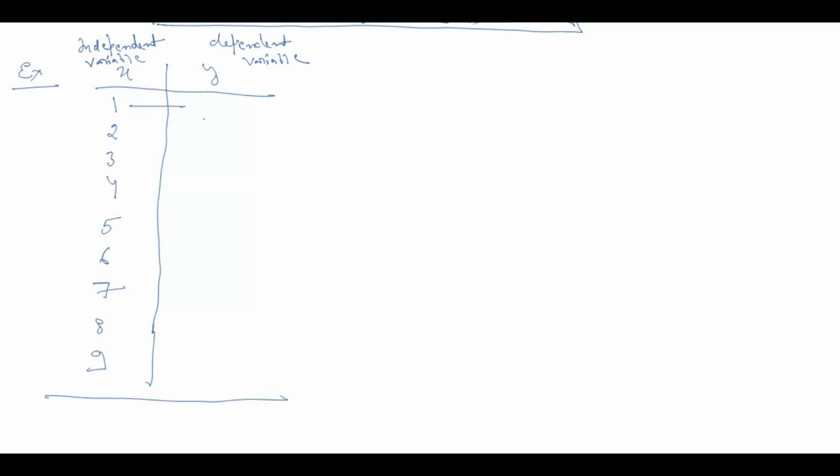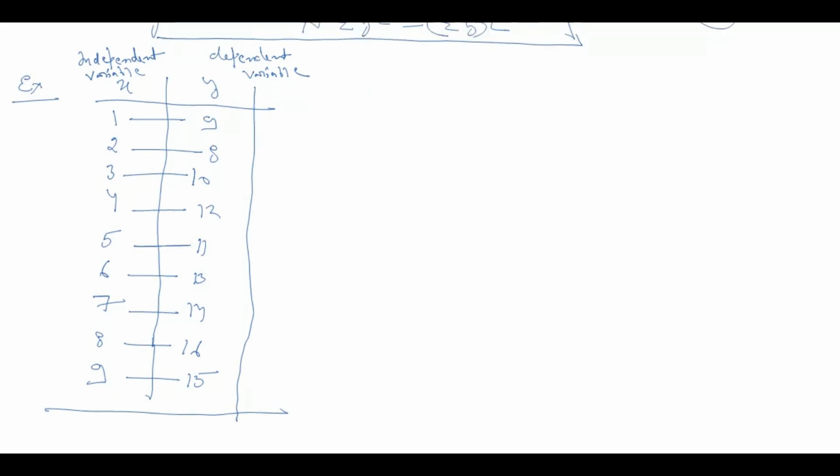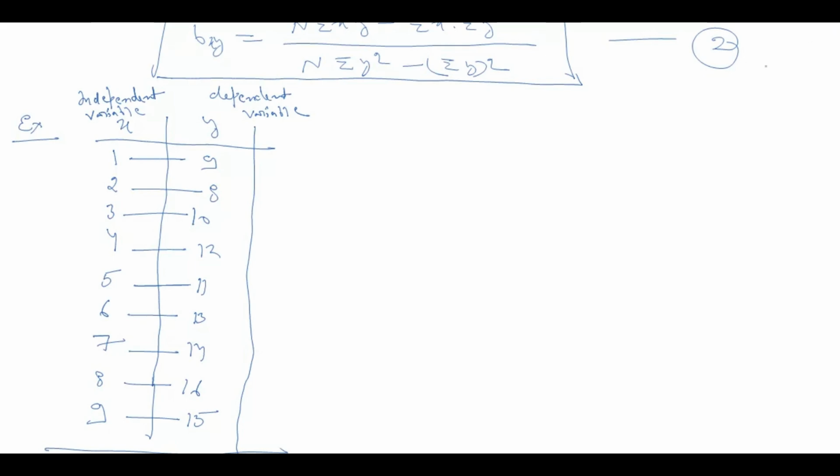Suppose the value of y corresponding to 1 is 9, then the y value corresponding to 2 is 8, 10, 12, 11, 13, 14, 16 and 15. So what is our objective? Our objective is to find the equation of line using the method of least square.